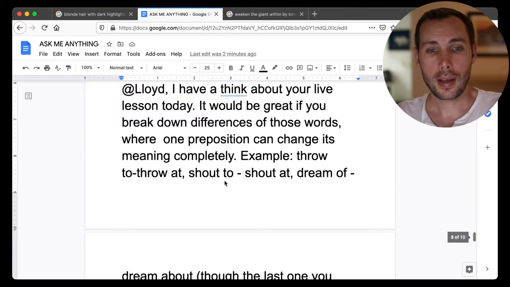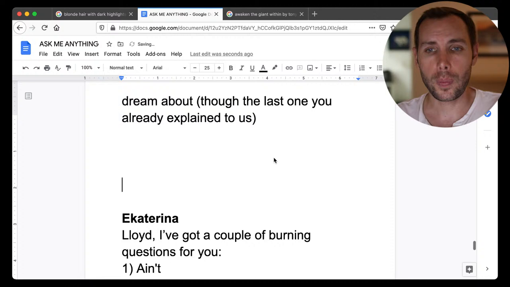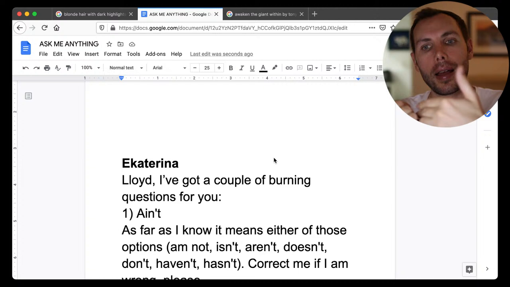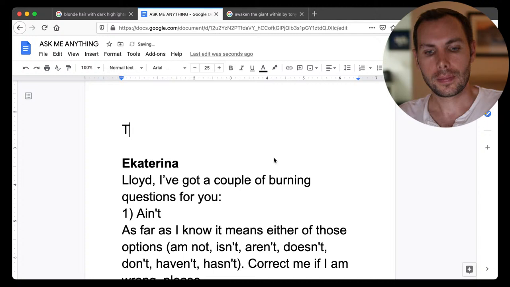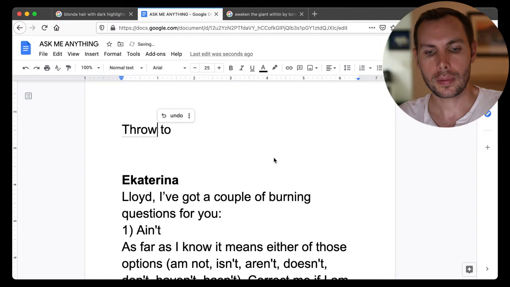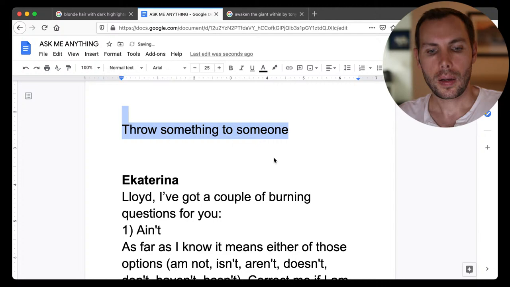So why don't we look at these? And again, what you need to do is learn these together and see the context and look at as many examples as you can. But let's look at this one. So throw something to someone, or throw something at someone.